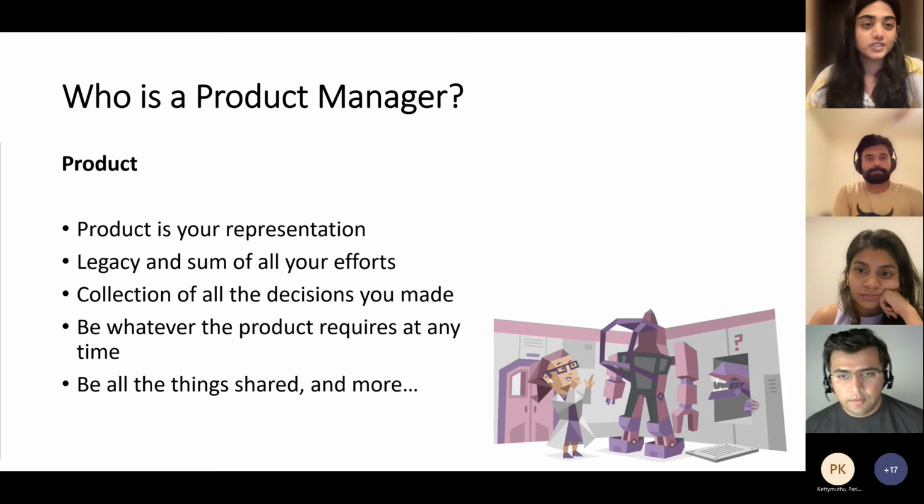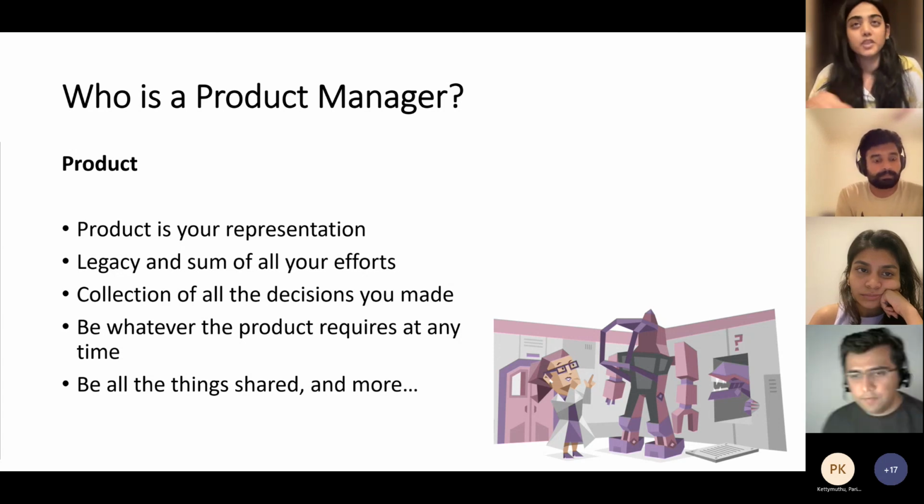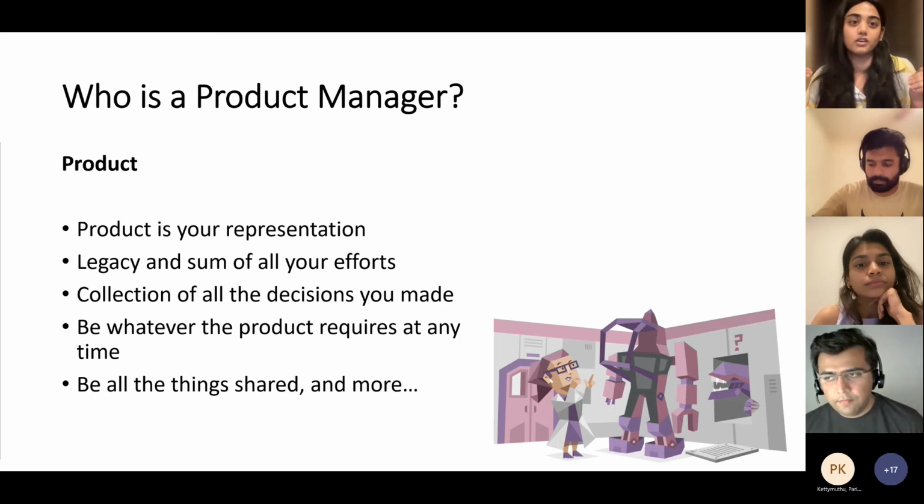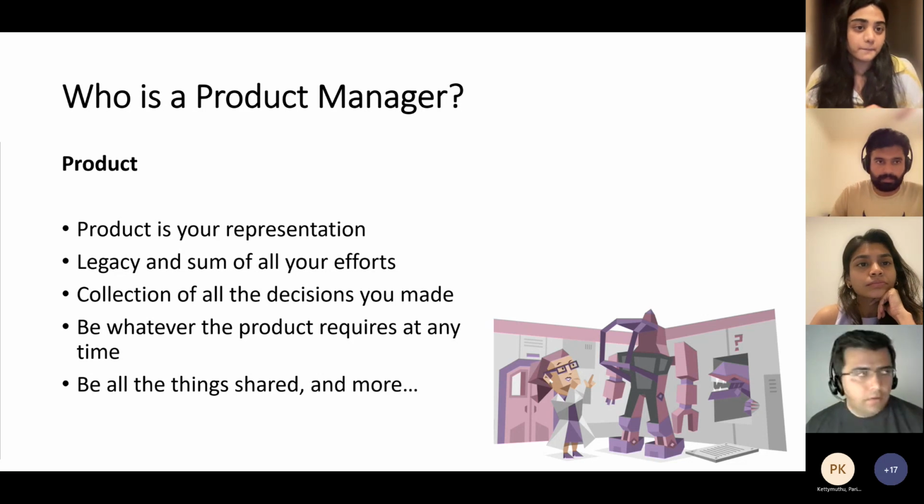Okay, so I have one more question here. So we all know about Amazon's famous 14 leadership principles. Among those, what are the ones that are mainly needed or looked for when they're interviewing for product managers?